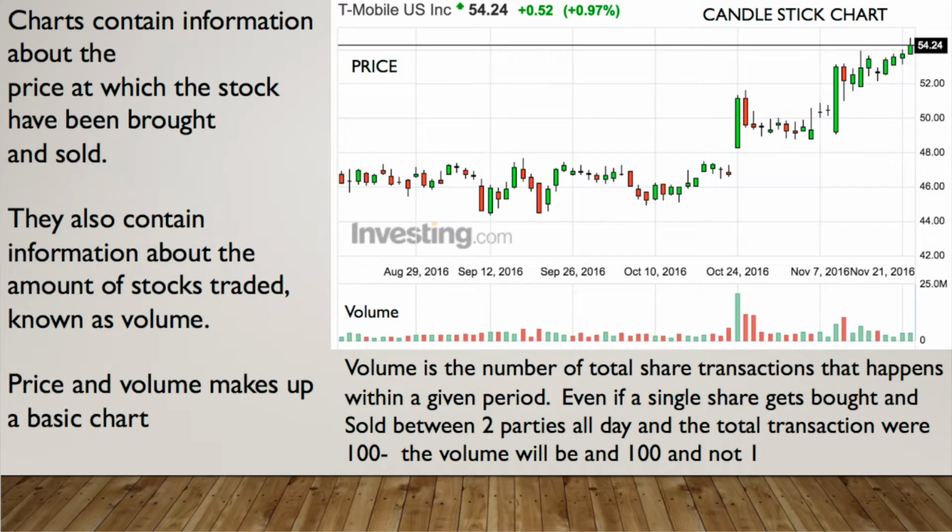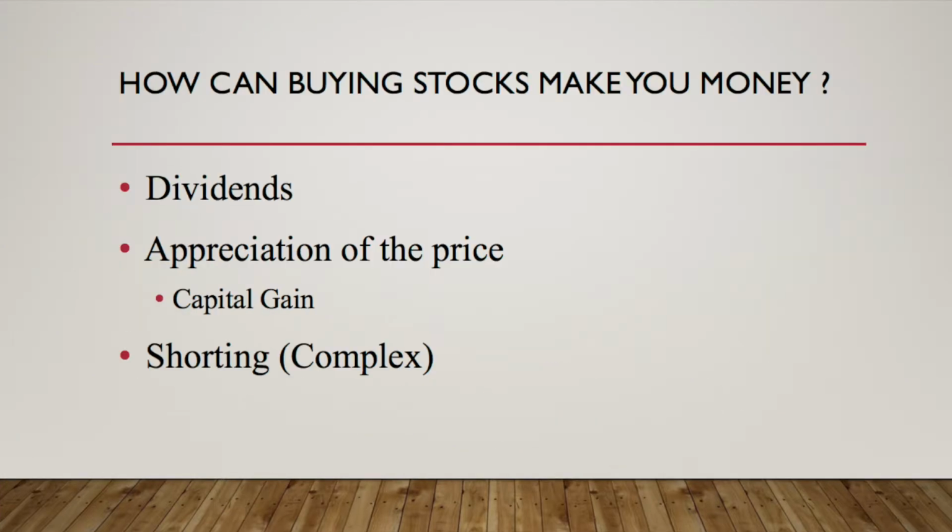So then, what are charts? Charts contain information about the price at which the stock has been bought and sold. They also contain information about the amount of stocks traded known as volume. So a basic chart will always have two things, price and volume. This is a candlestick model which we are looking at and we explain more in depth in other courses. Buying stocks can make you money by three types of forms: dividends, appreciation of the price, and shorting.